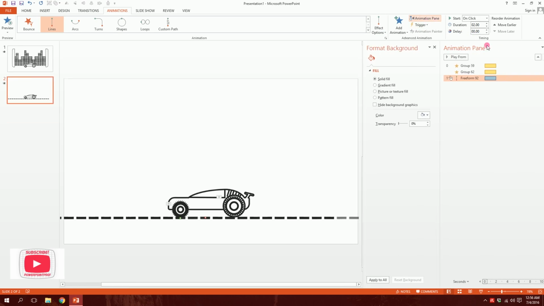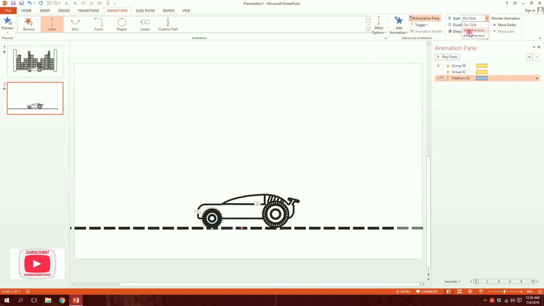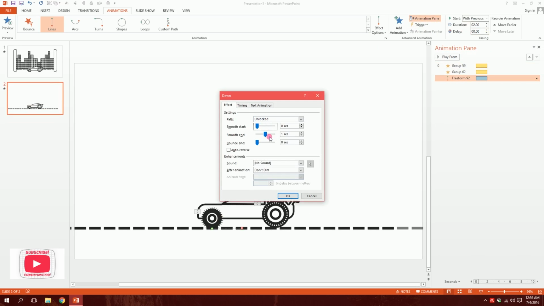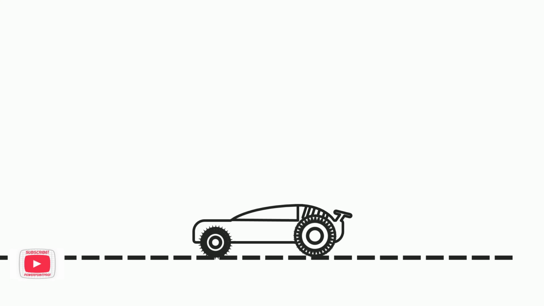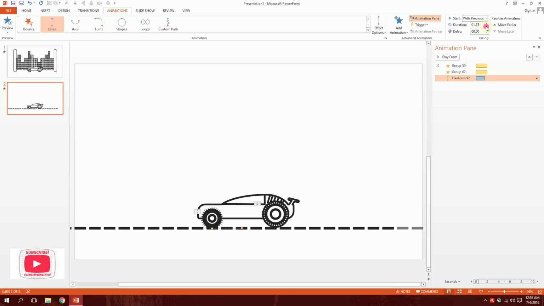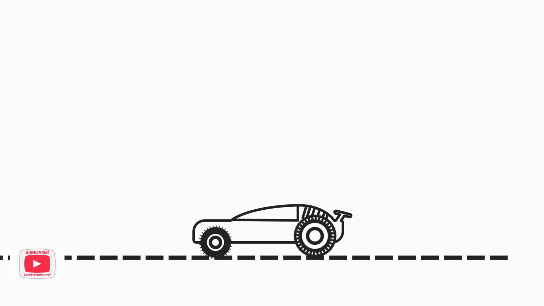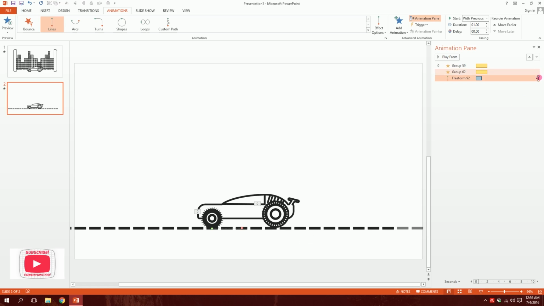Let me open the animation pane for you, and if I open with previous, and if I click on this and go to effect, and I'll get rid of the smooth start and end and hit OK, I'll have something like this. The road is moving very slow, so I need to make it fast. So I'm going to make it 1 second. So now it's quite nice, but it's stopping. So I'll make it loop.